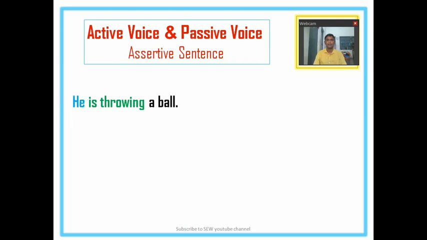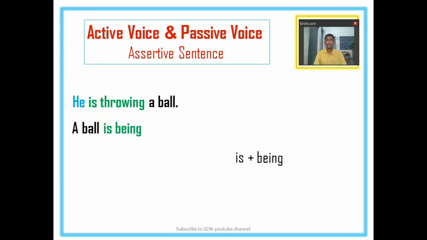So to change from active to passive, first we have to write the object as the subject. What is the object here? A ball. After that, we have to identify the helping verb. What is the helping verb here? Is. What should be added? I've already told you. After am, is, are, was, were, plus being should be written. So here is plus being becomes is being.